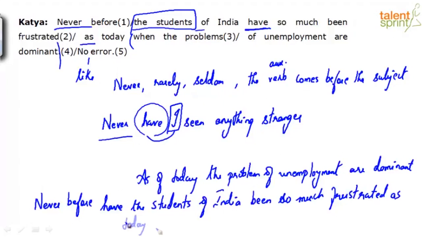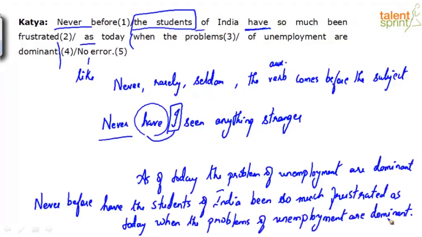As today, when the problems of unemployment are dominant. It's the same construction. Never before have the students of India been so frustrated as today when the problems of unemployment are dominant. Or never before have the students of India been frustrated so much. That also makes sense, right? That's also fine. Have been frustrated so much as today when the problems of unemployment are dominant. Yes. So either way, the error is in part 2, where you change the construction, the word order.